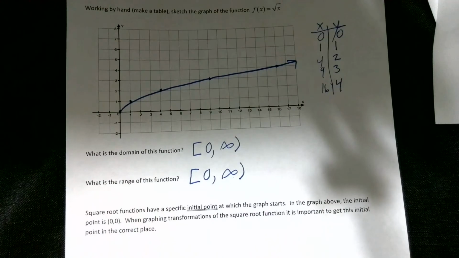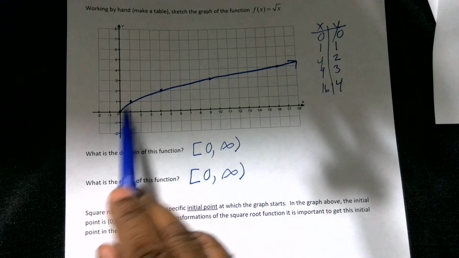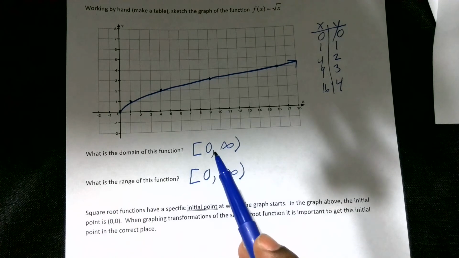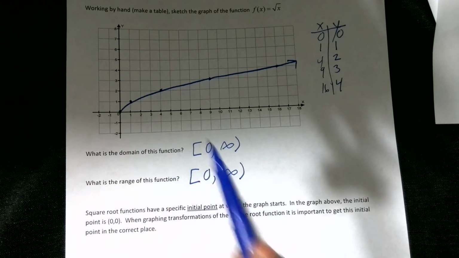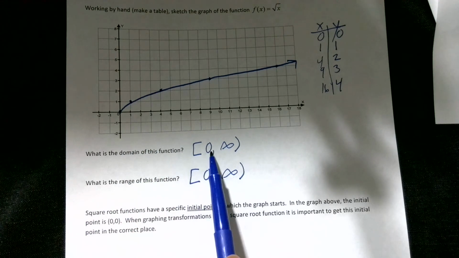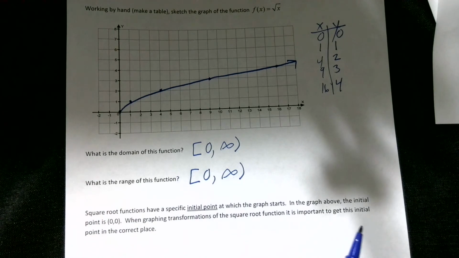Now it says here that square root functions have a specific initial point at which the graph starts. In the graph above, the initial point is (0, 0), which we can see here. It starts here and it goes on forever. When graphing transformations of the square root function, it is important to get this initial point in the correct place. Now, one other thing I want to show you: the initial point is (0, 0), but if you notice with the domain and range, it has the x value of 0 in the interval, and it also has the y value of 0 in the interval. And that will be important later.